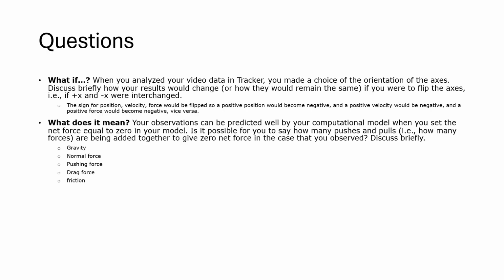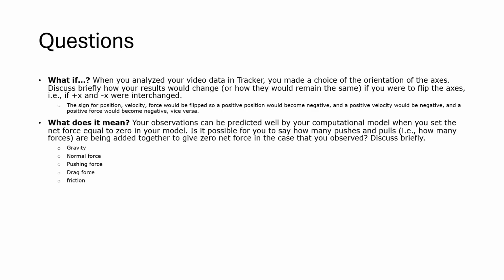Lastly, I'll be answering the what if and what does it mean questions. If the axes were flipped, then the only thing that would be changed would be the signs for position, velocity, and force. Due to the fact that in my data, the marker was traveling in the negative x direction, if the axes were flipped, then the marker would be traveling in a positive x direction. Thus, it will also have a positive velocity instead of a negative velocity.